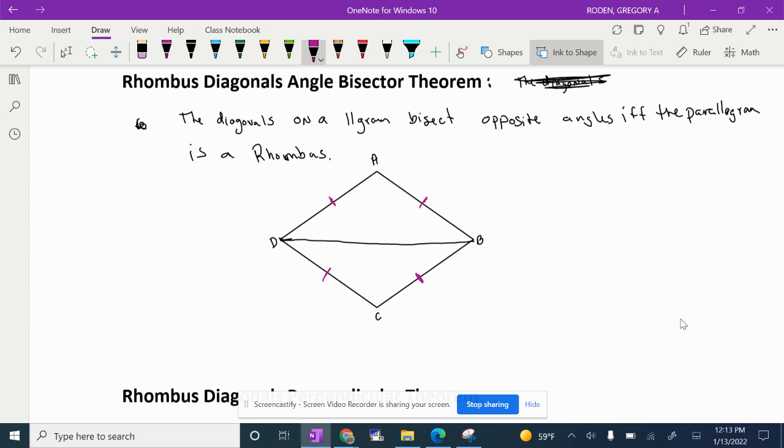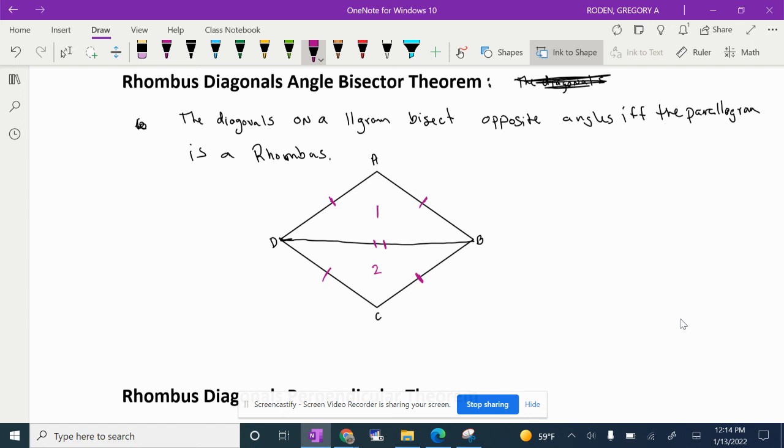Okay, it's also a parallelogram, right? So what can I say now? Well, I know that DB is congruent to DB, right? So I can say that. So now what I can say is that these two triangles, I'll call this triangle 1, is congruent to triangle 2, okay?